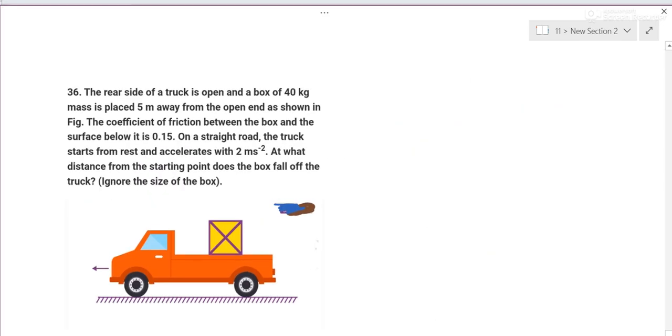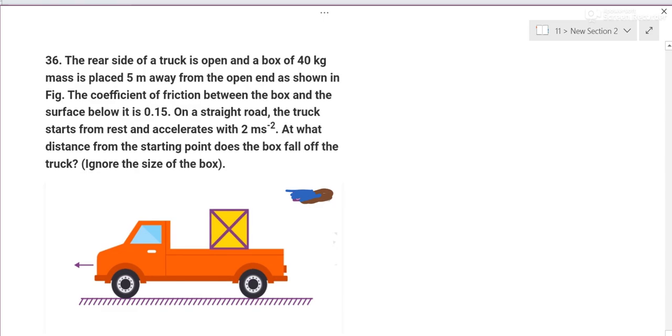The rear side of a truck is open and there is a box of 40 kg. Mass of the box is 40 kg. It is placed 5 meter from the open end of the truck. The distance is 5 meter. Coefficient of friction is given, 0.15.